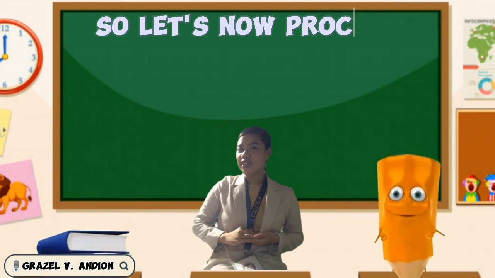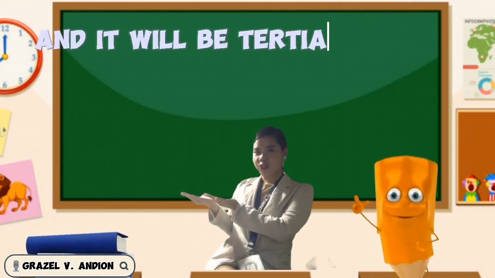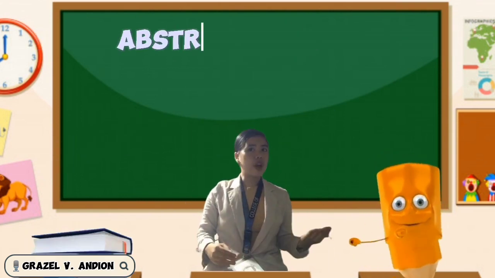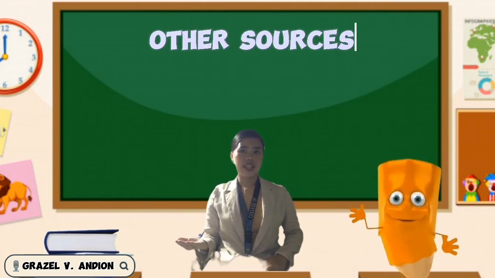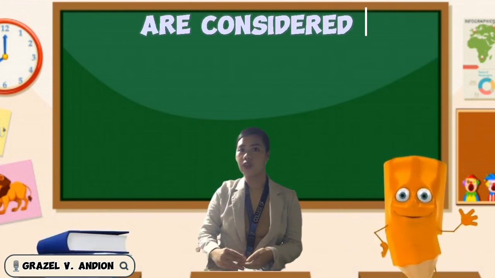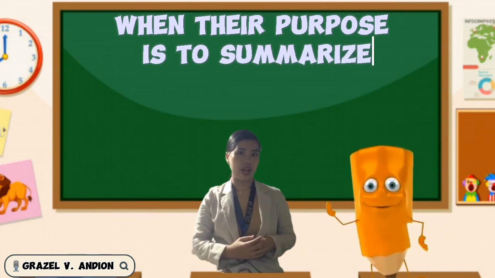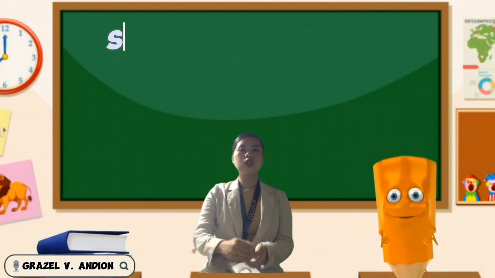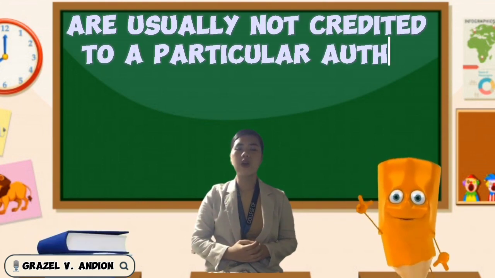So let's now proceed to the third type of source, and it will be the tertiary source. So these are sources that index, abstract, organize, compile, or digest other sources. Some reference materials and textbooks are considered tertiary sources when their purpose is to summarize or simply repackage ideas or other information. So tertiary sources are usually not credited to a particular author.